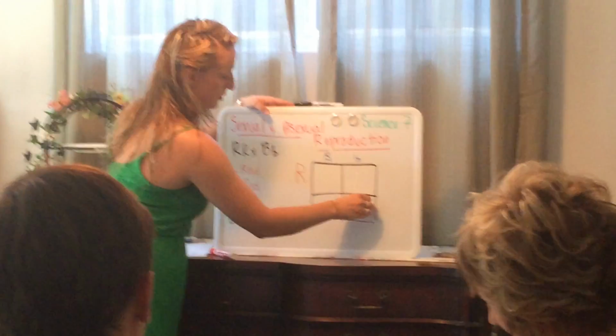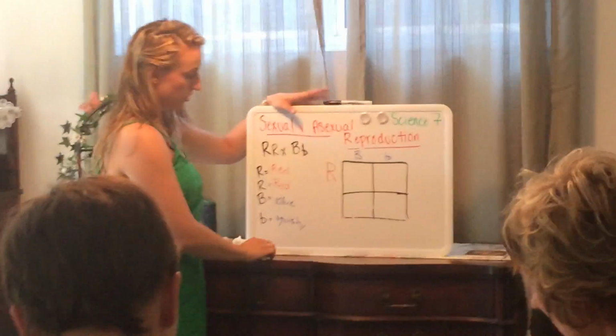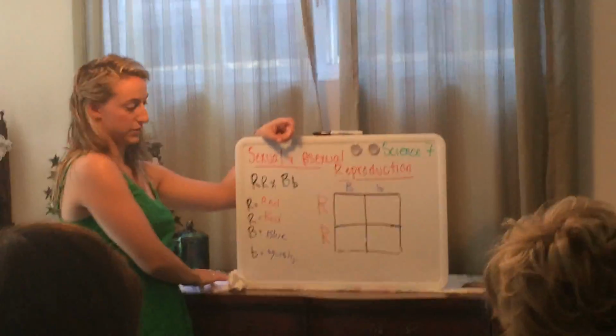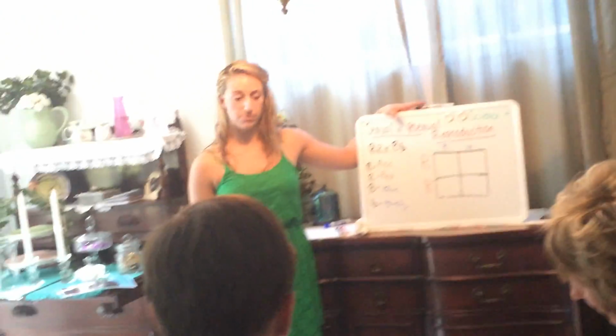And since I know you guys know how to fill out Punnett squares, once you've set up your Punnett square and shown your partner, you can go ahead and fill it out. I want you to check that your partner's Punnett square is set up correctly. If it's not, go ahead and tell them or show them how you set up yours.